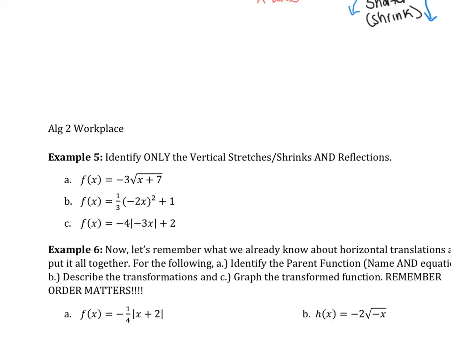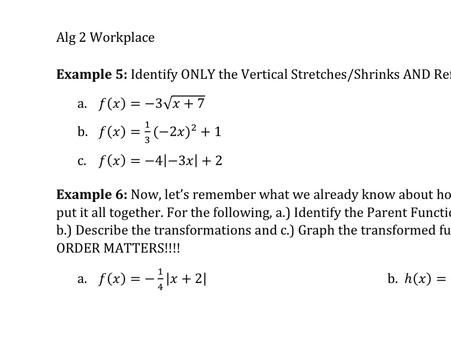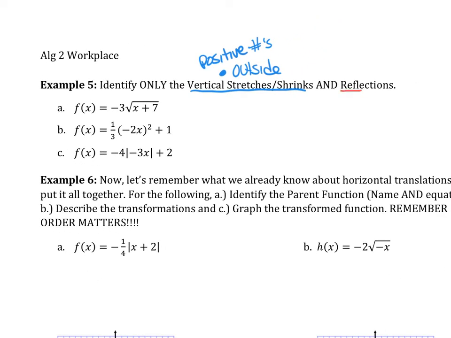All right. So the next example, again, we eventually are going to get to the point where we have all the HSRV stuff happening all at once. So we need to be able to pick out each of the individual transformations. So right now I just want to focus on finding just the vertical stretches and shrinks and reflections. So vertical stretches and shrinks are positive numbers that are being multiplied on the outside. And then reflections are negative signs, not subtraction signs, negative signs.